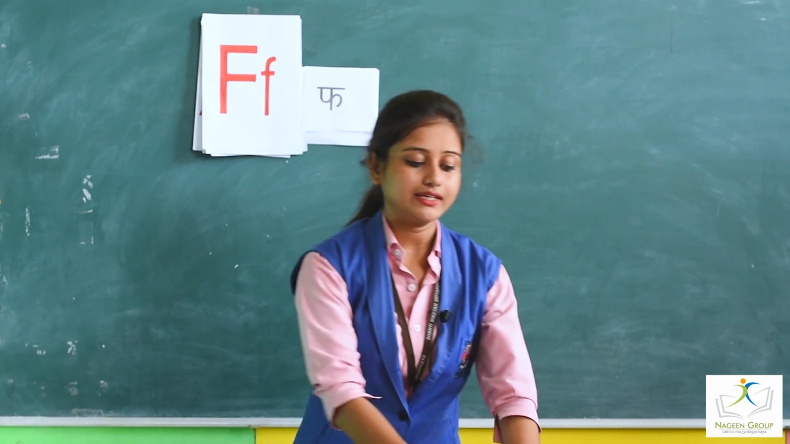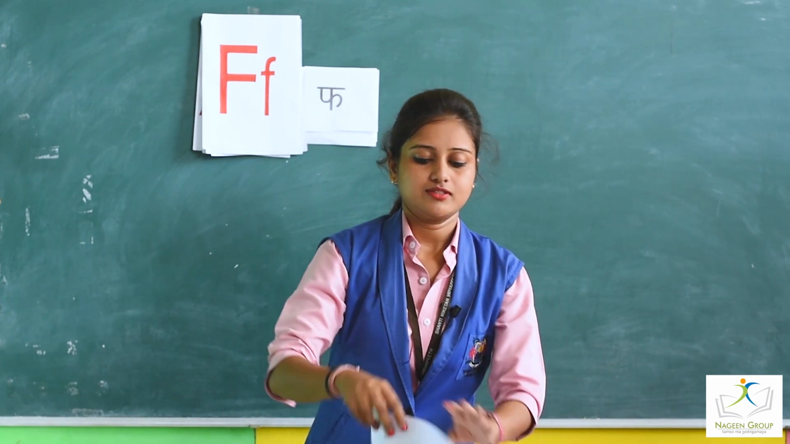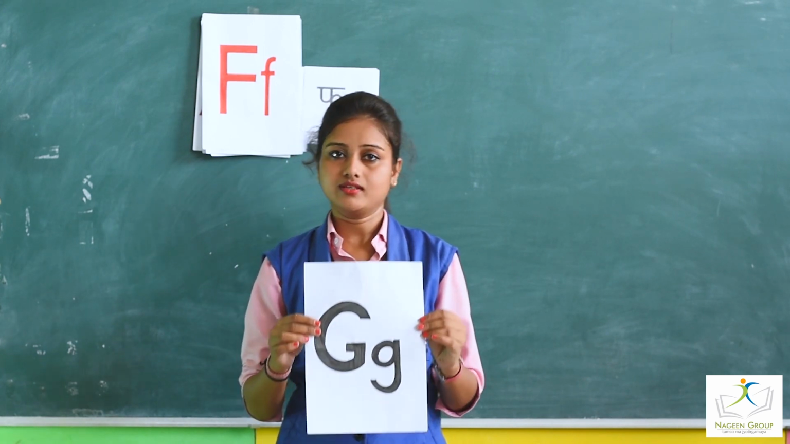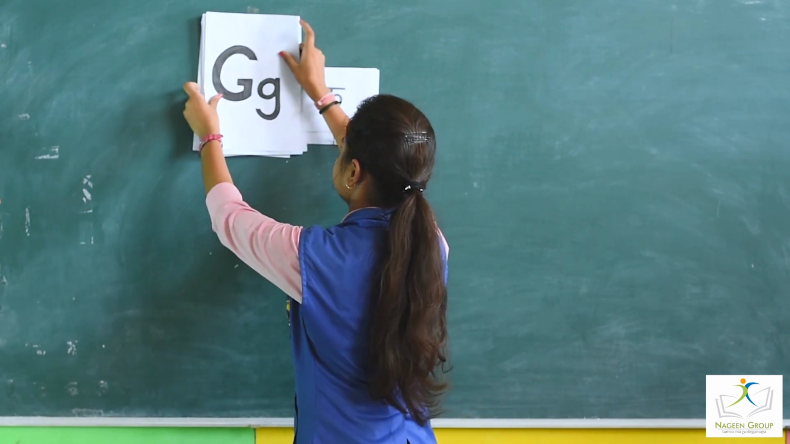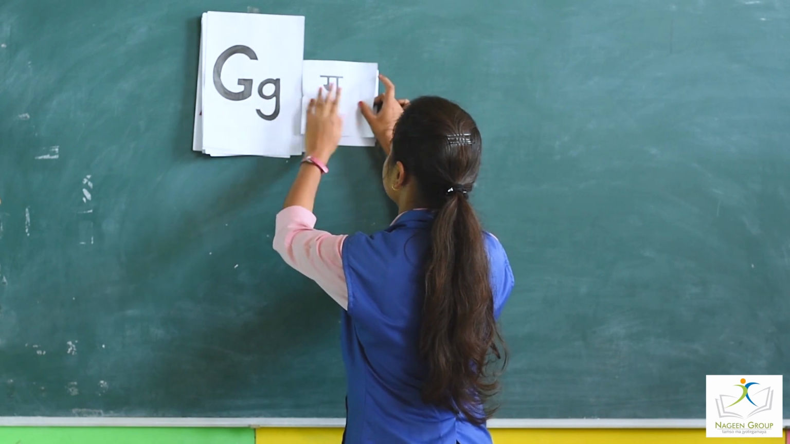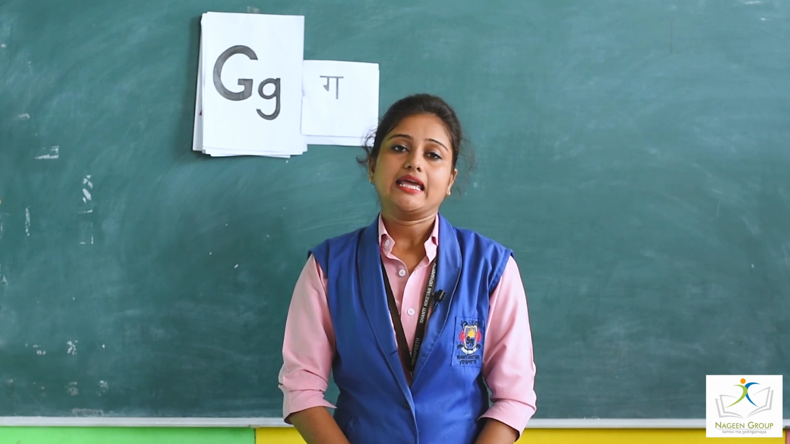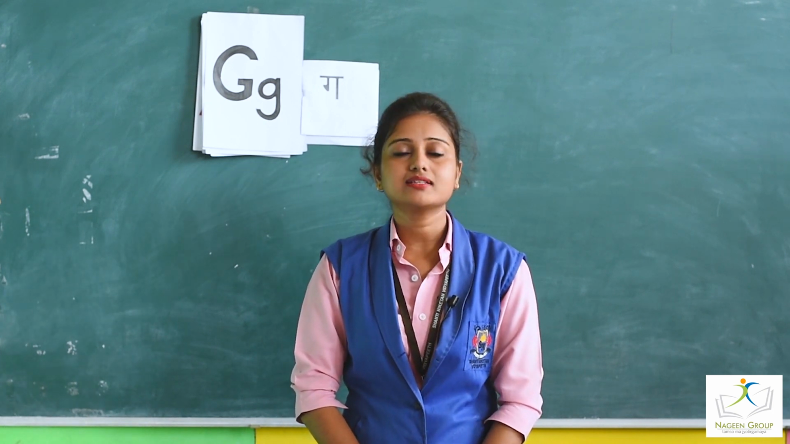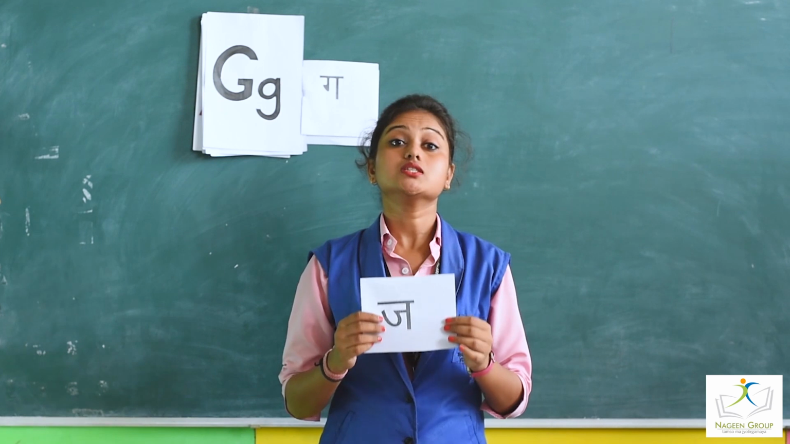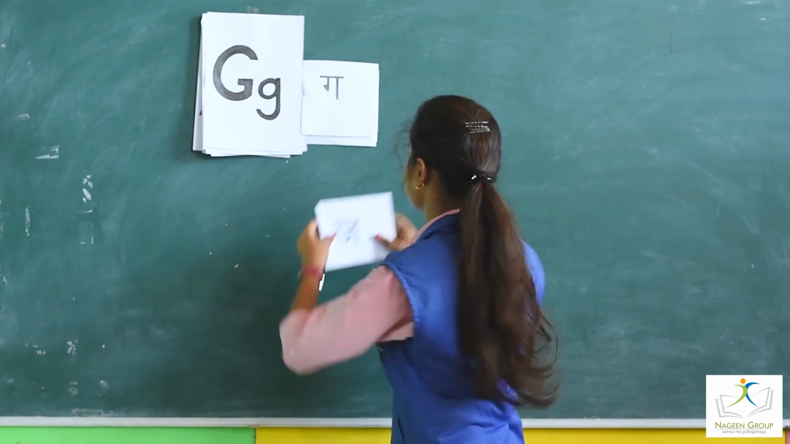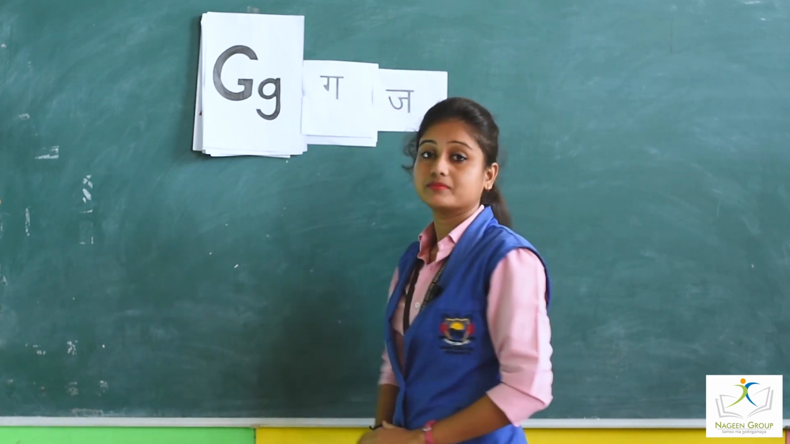Next, I have the letter G. What is this? G. What is the sound of letter G? Letter G has two sounds. One is G. Usually we use the sound of G as in gun. But when G is followed by E, I or Y, it has a long sound of J, as in gem, germs.